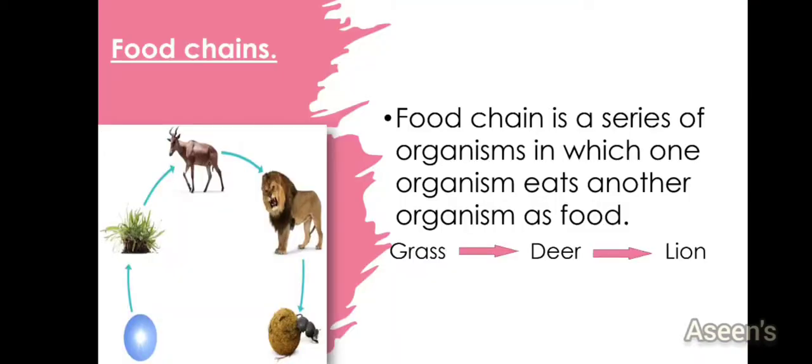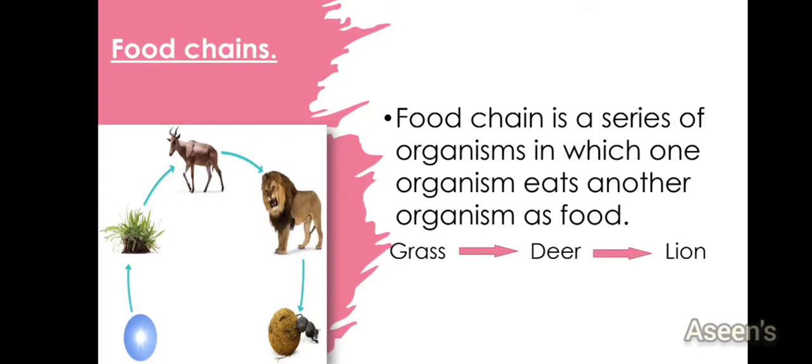Now let's talk about food chain. As we have seen before, what is an ecosystem? Obviously in an ecosystem a food chain occurs. Somebody is eating somebody and the same somebody is being eaten by somebody. So let's go and just see the chain. Food chain, if I have to define it, is a series of organisms in which one organism eats another organism as food.